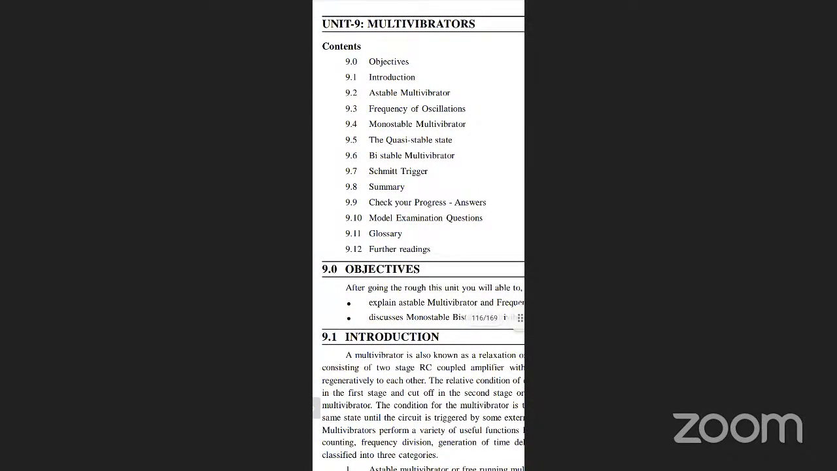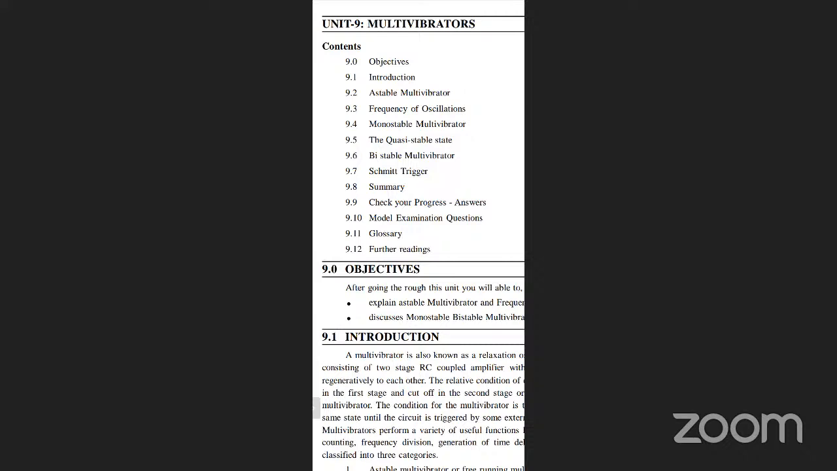Next, there are three types of multivibrators: astable, monostable and bistable. Out of these three, damn sure one essay question will be asked: astable multivibrator, monostable multivibrator, or bistable multivibrator. Next, Schmitt trigger, which is a short question, most important short. This question has been asked so many times.